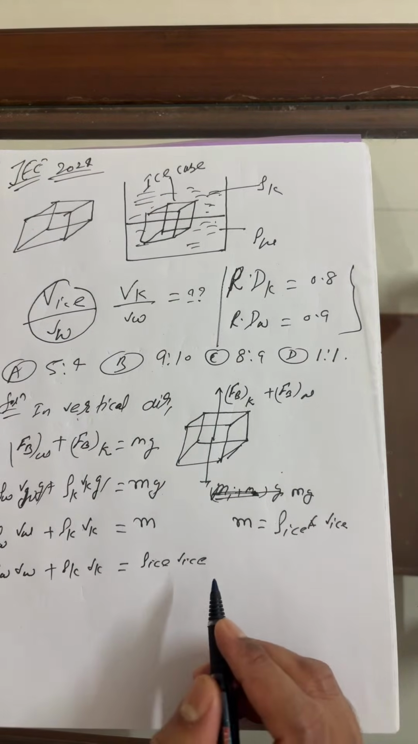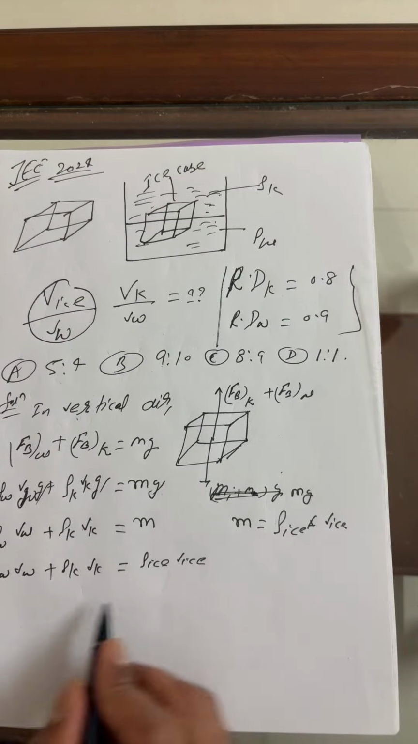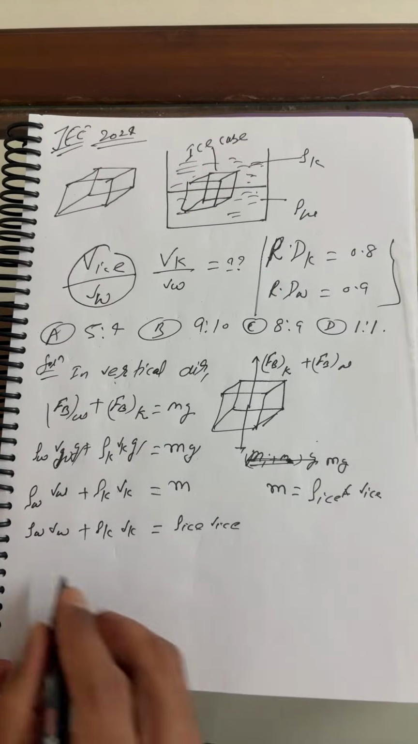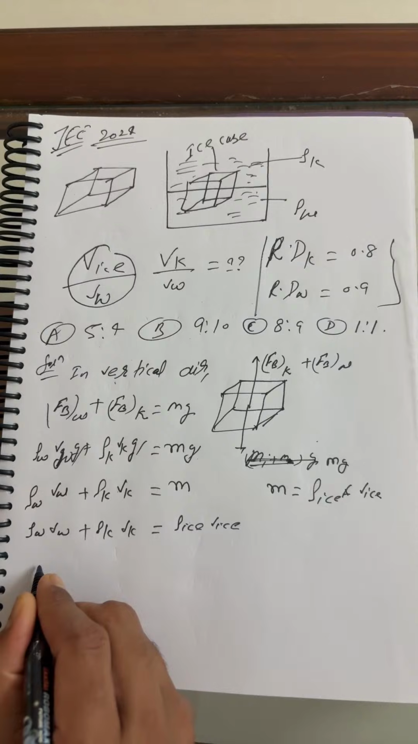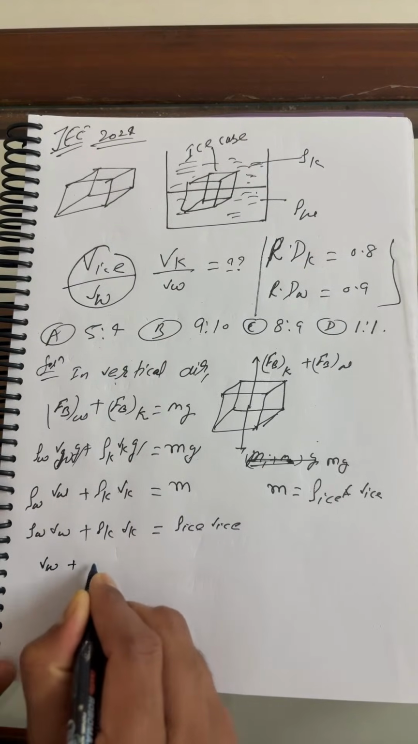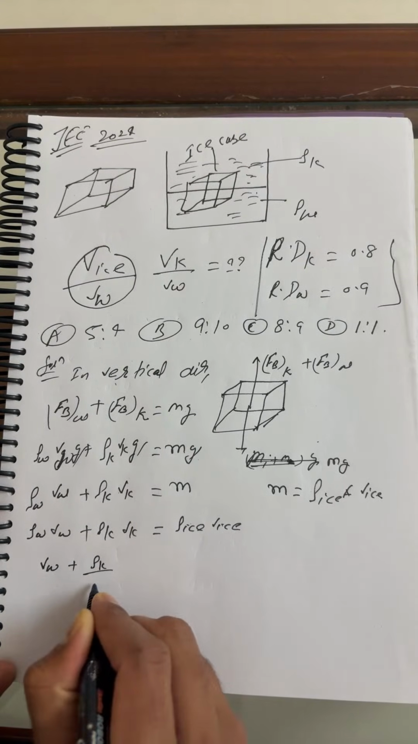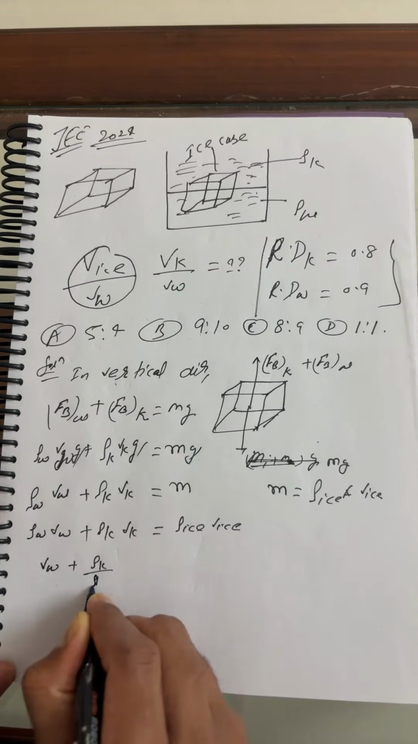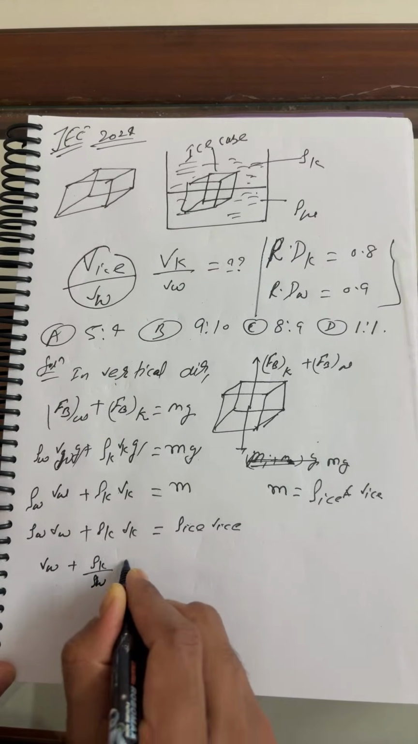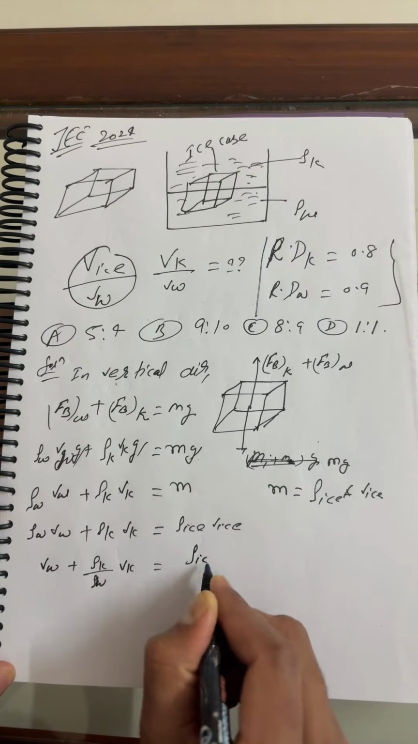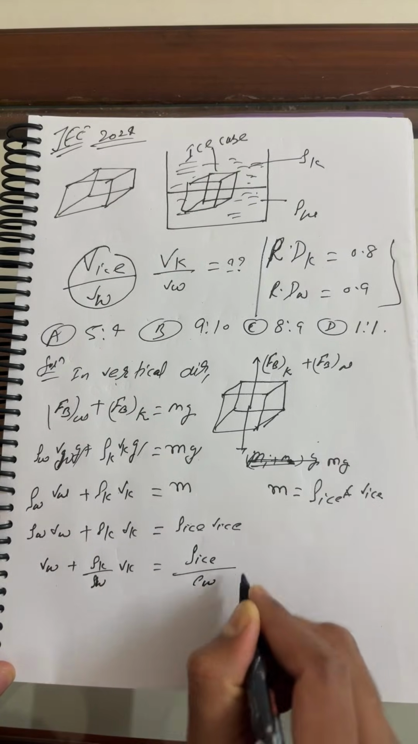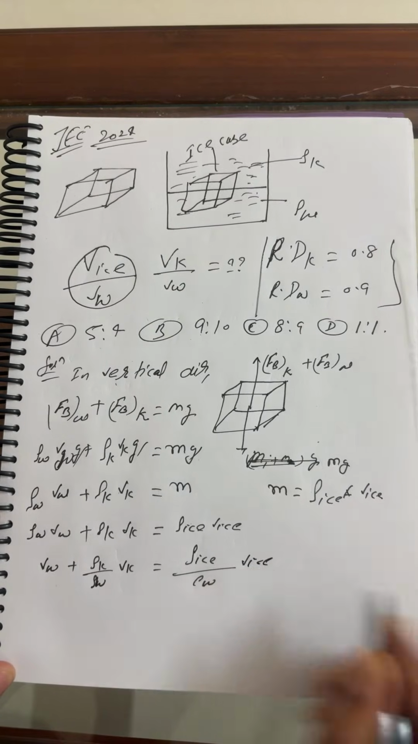Then, beta, give me a chance here to solve completely. Beta, divide all by the density of water. So you can see for this condition: this is volume of water, plus density of kerosene oil upon density of water times volume of kerosene, plus density of ice upon density of water times volume of ice.